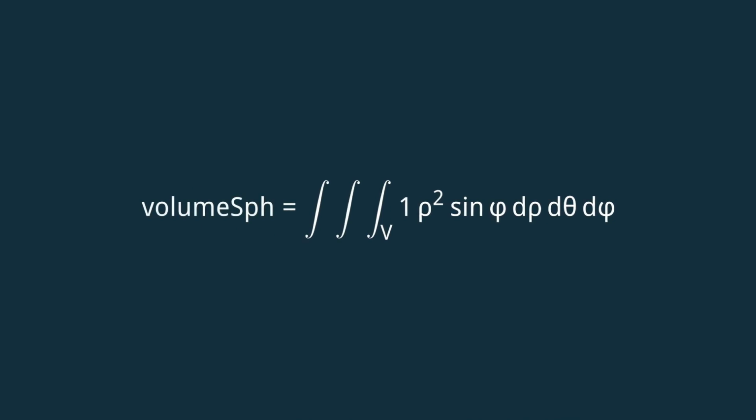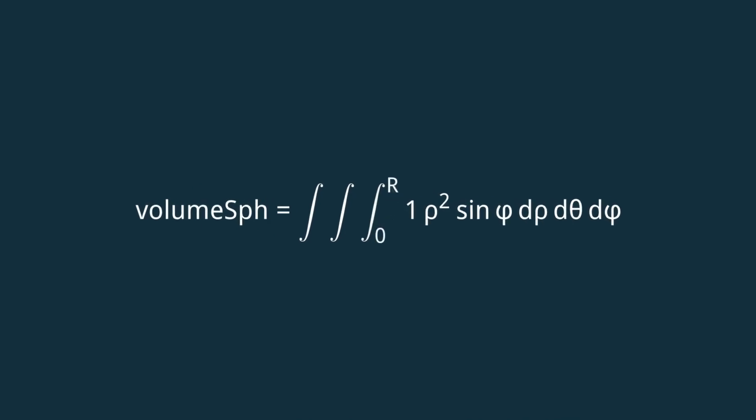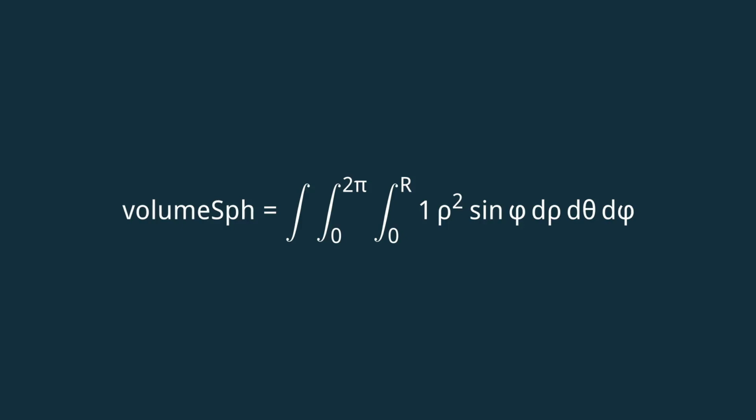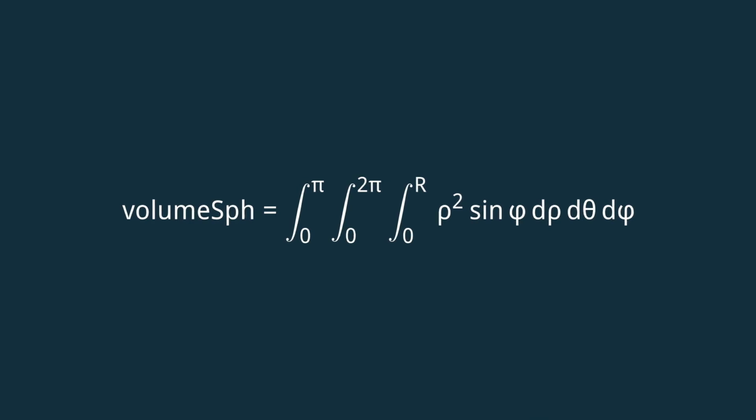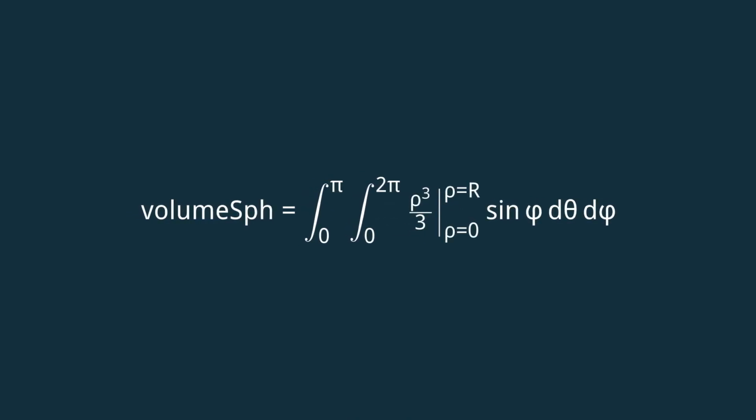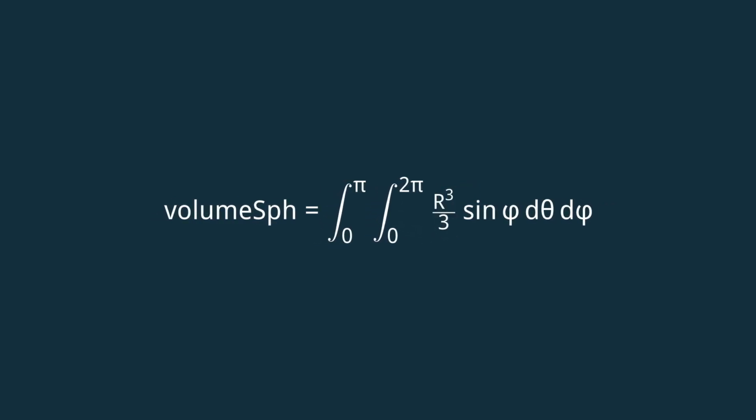The bounds for rho, which is the radius, is going to be from 0 to R. The bounds for theta, which is the angle around, is going to be from 0 to 2 pi. And the bounds for phi, which is the angle from the vertical, is going to be from 0 to pi. Again, we can multiply through the 1. Then we can start integrating. Let's start with rho. The integral of rho squared is rho cubed over 3. If we evaluate this function at rho equals R and rho equals 0, we get R cubed over 3 minus 0, which becomes R cubed over 3.